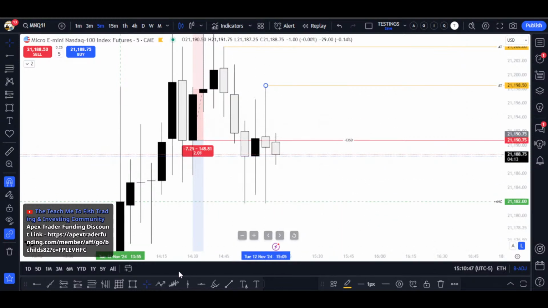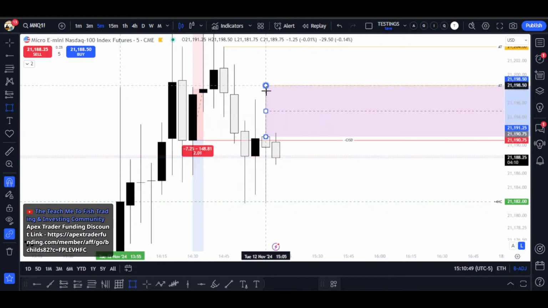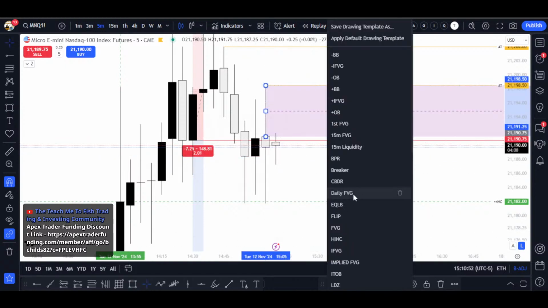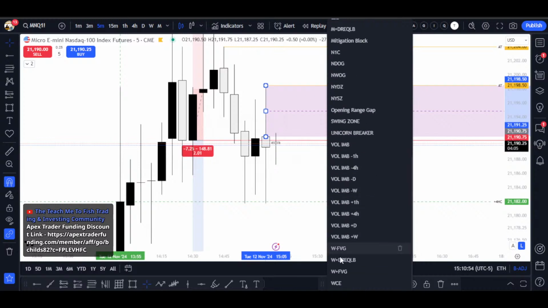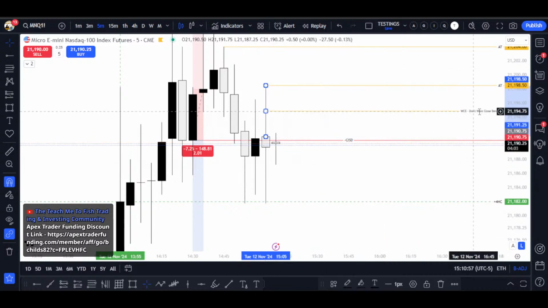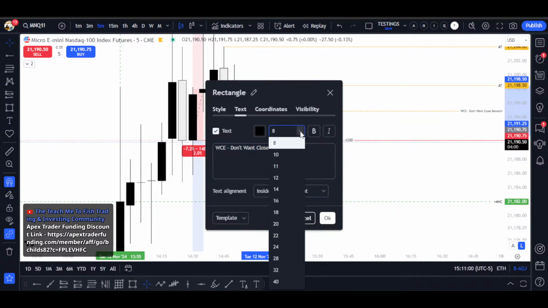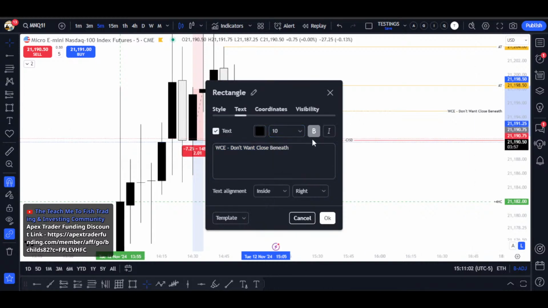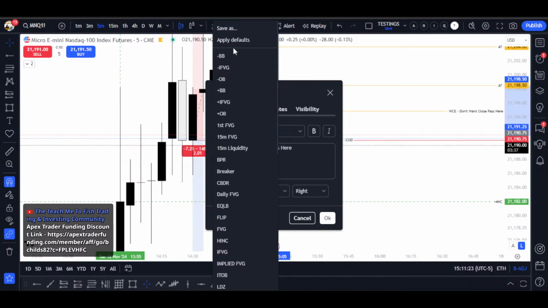We also have this long wick right here, so we can mark out consequent encroachment here, and like I have here, you don't want to see a candle close above. Don't want a close past. I'll just say that.